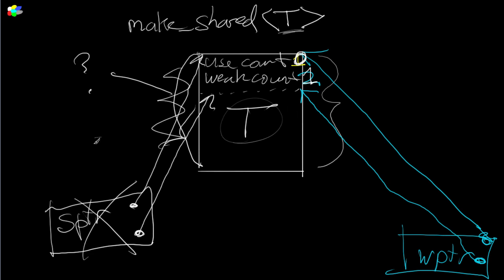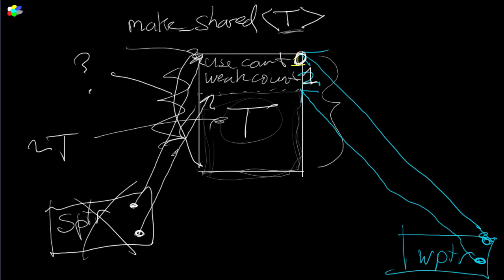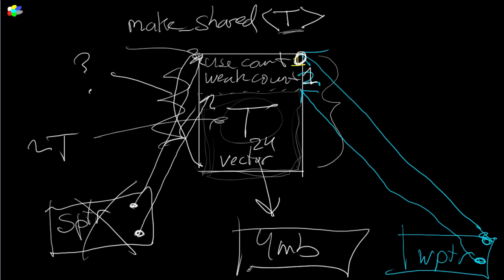Well, the answer is the destructor for T is called in place. So the destruction procedure happens, but this memory allocation remains as a little bit of a zombie memory allocation until the control block is freed, and then it all goes away. And you might be thinking, well, that's pretty wasteful. It depends. If T is a vector, it's only going to be maybe 24 bytes in here. And your 4 megabytes of actual data is in a separate heap allocation that's managed by the vector.